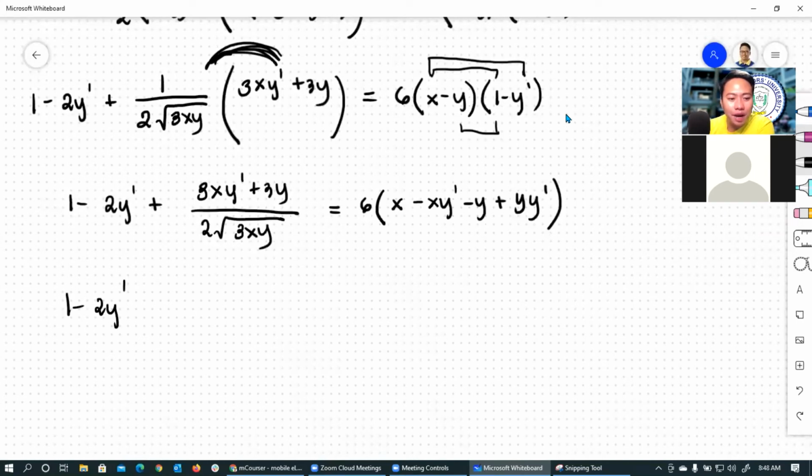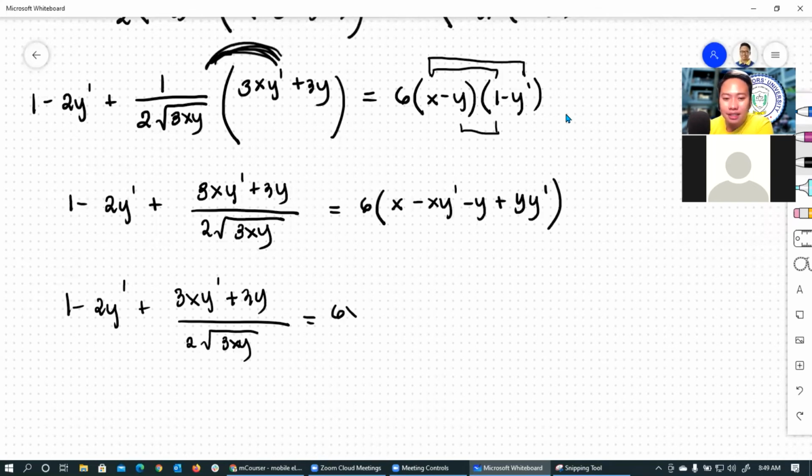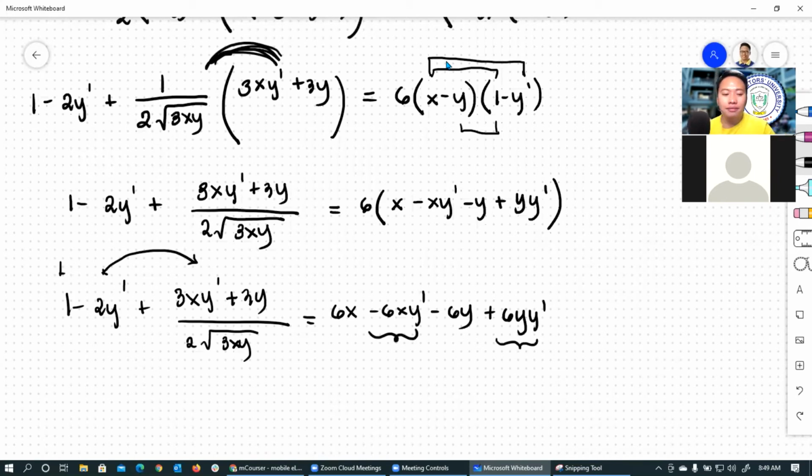1 minus 2y prime plus 3xy prime plus 3y over 2 square root of 3xy equals, distributing 6, 6x minus 6xy prime minus 6y plus 6y prime. No? So, guys, ang tanang naay y prime, ibalhin nako sa left side. Ang tanang walay y prime, ibalhin nako sa right side. Kanang 1 ako i-transfer dito, ma-transfer sa left side.